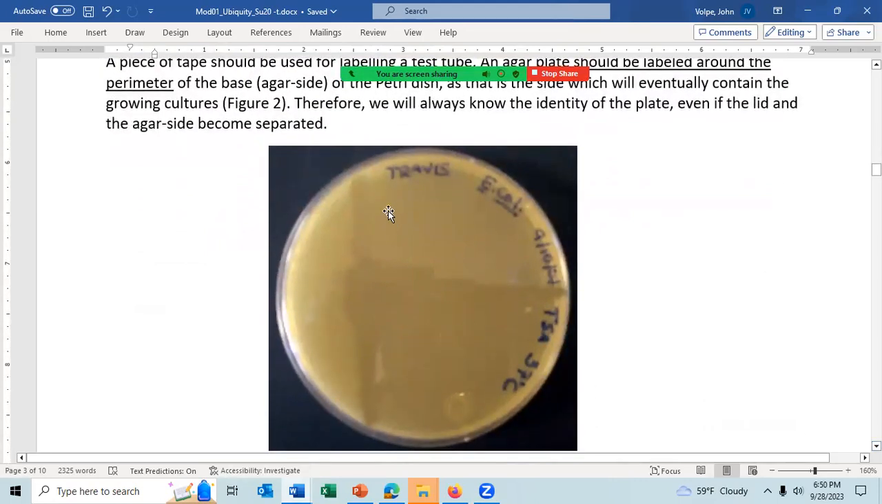So there is the periphery of the bottom of the plate. And there's the person's name, what the organism is, the date that this was done, the media, and then the temperature is optional. It may be included. All right, any question about that? Why you don't write in this area here is if you wrote here, then it would interfere with your ability to see the microorganisms in this region of the plate.